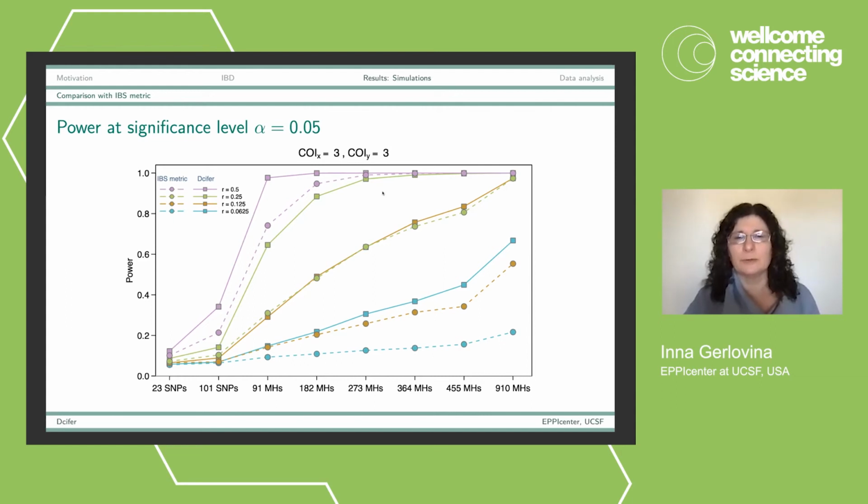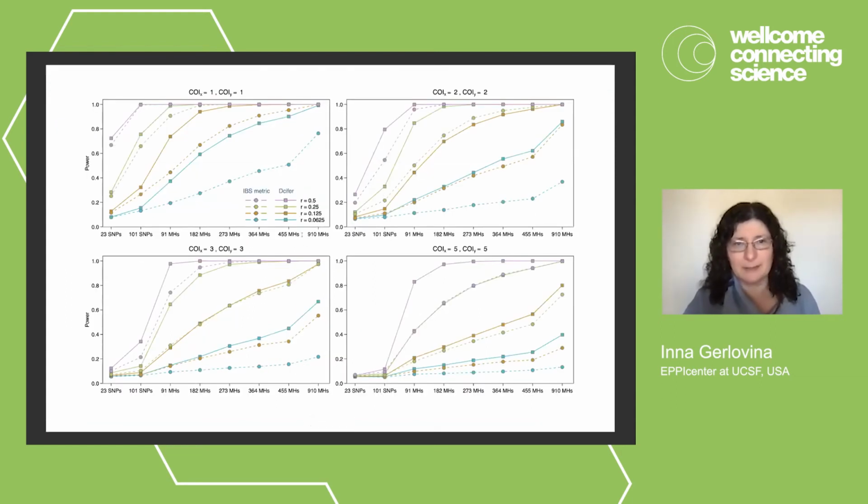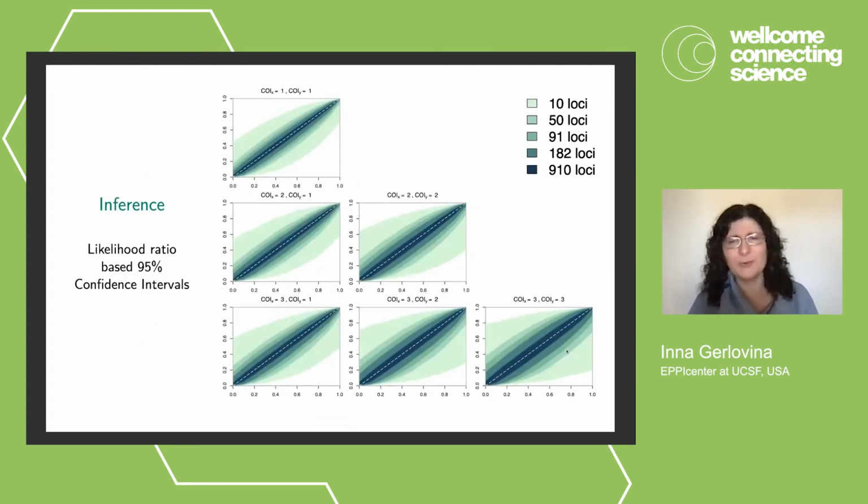We can also look at the same picture across different complexity of infections, starting from 1, 2, 3, and 5. Here we can see a similar picture, and of course, as complexity of infection increases, the power decreases somewhat, but Dcifer is still doing quite well and outperforming the IBS metric.